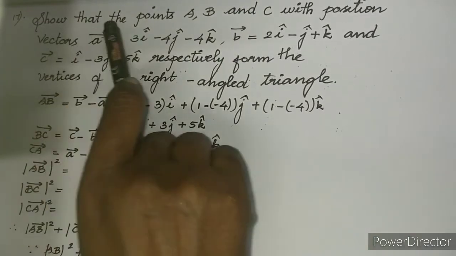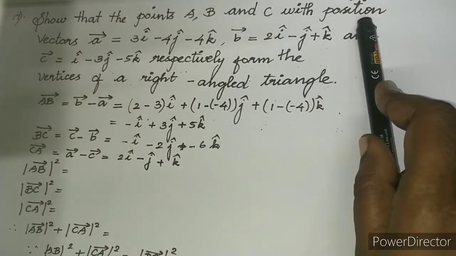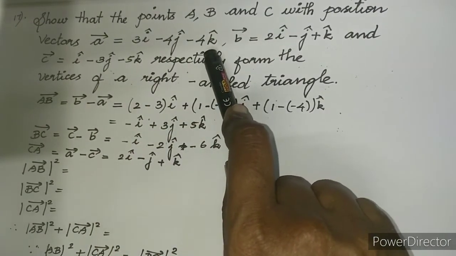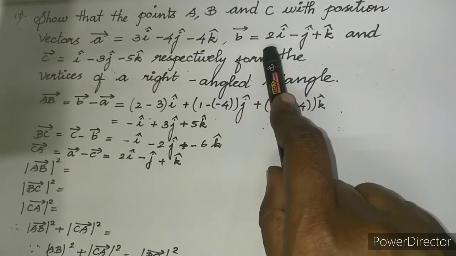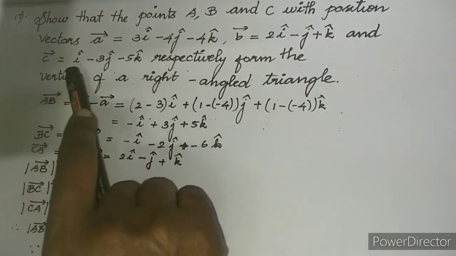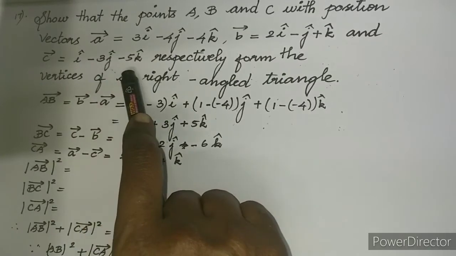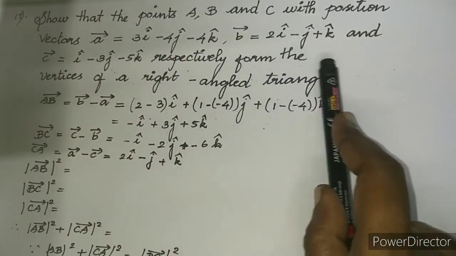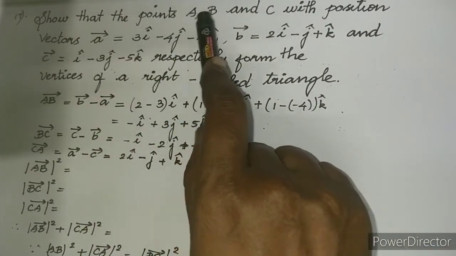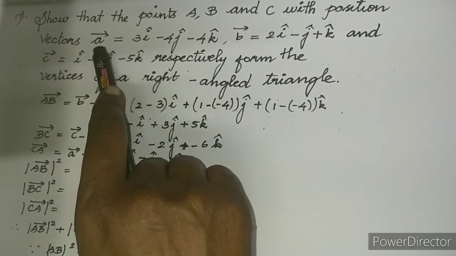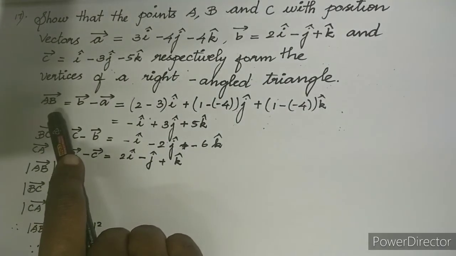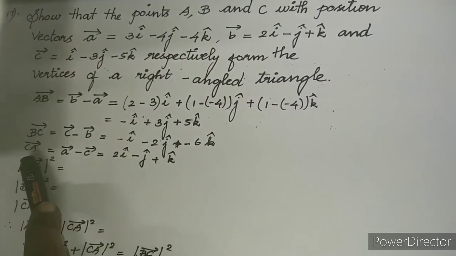Question number 17. Show that the points A, B and C with position vectors A vector is equal to 3 i cap minus 4 j cap minus 4 k cap, B vector is equal to 2 i cap minus j cap plus k cap, and C vector is equal to i cap minus 3 j cap minus 5 k cap respectively, form the vertices of a right angle triangle. So we are given the position vectors of the points A, B and C. Using these position vectors, first we will find AB vector, BC vector and CA vector.